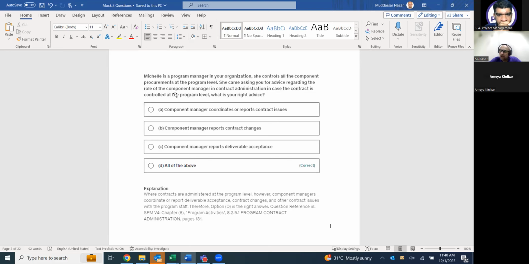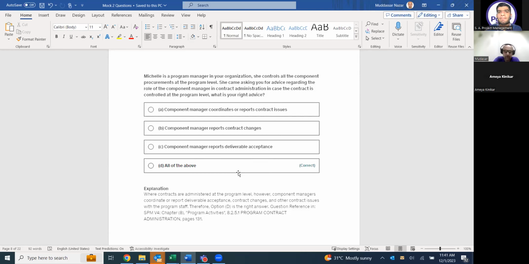So the contracts are usually done at the component level, right? Yes. Right. So coordinates, reports, coordinate. Why are the component managers reporting all of these? I mean, they should be controlling the contracts themselves, right? But ultimately that component is under the program. So if there is any change going on in the program, he has to communicate to the program level manager that I have a problem with this component. Okay. Yes, you're right.